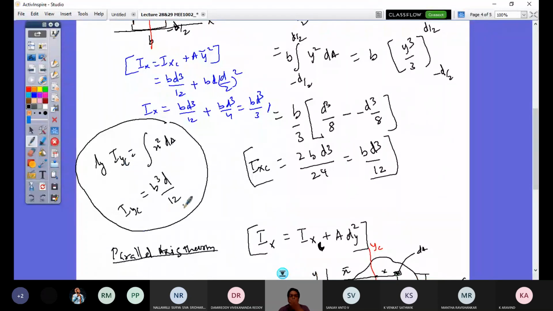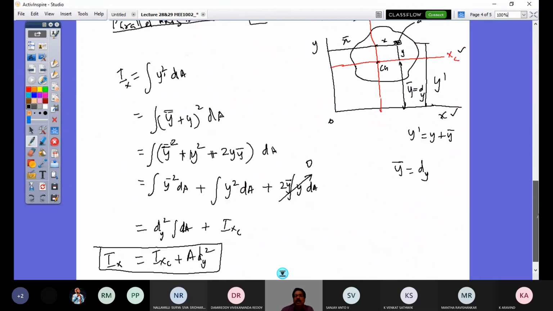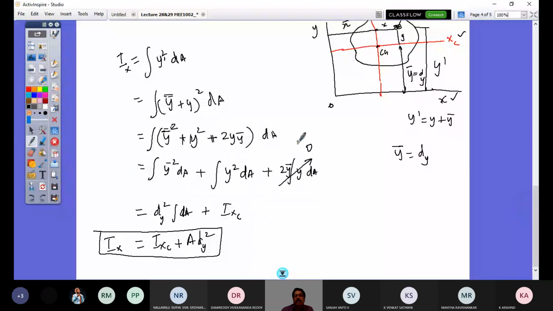I asked you to work this out at home, you could have done that. And we have also learned what the parallel axis theorem is, and we proved that. Importantly, you should understand why this term has become 0. This term is 0 because integral y dA is the first moment about the centroidal axis, that is QXC. The first moment about the centroidal axis should be 0. That is why this term is going out, and then you have this, so that has resulted into this.